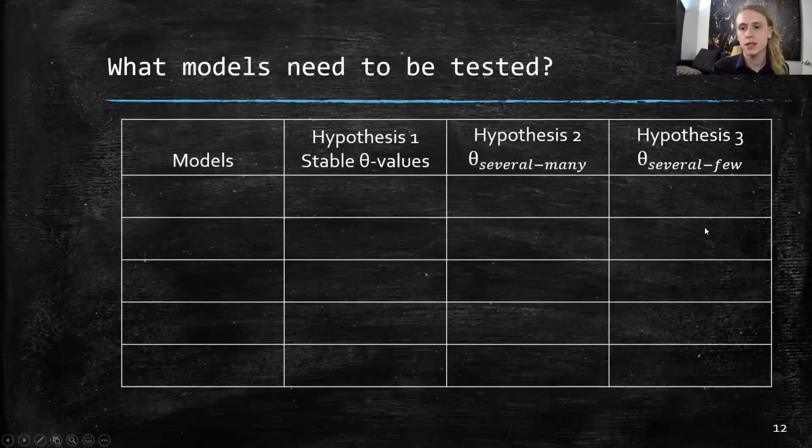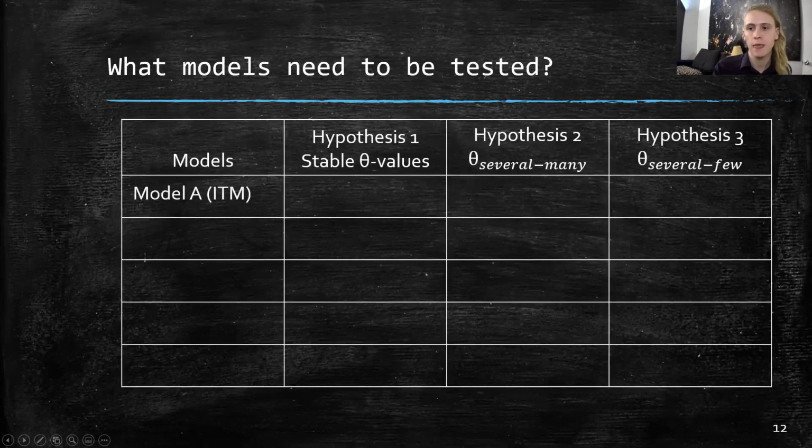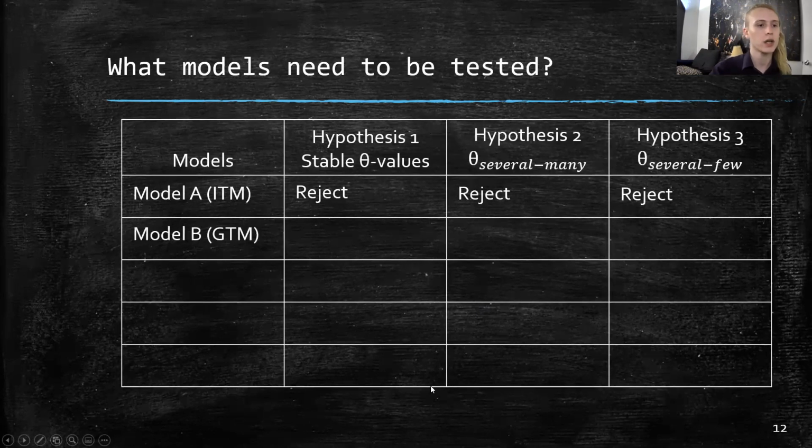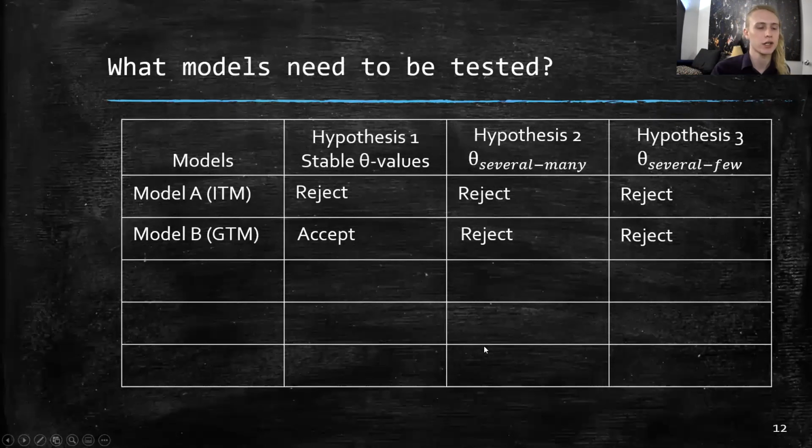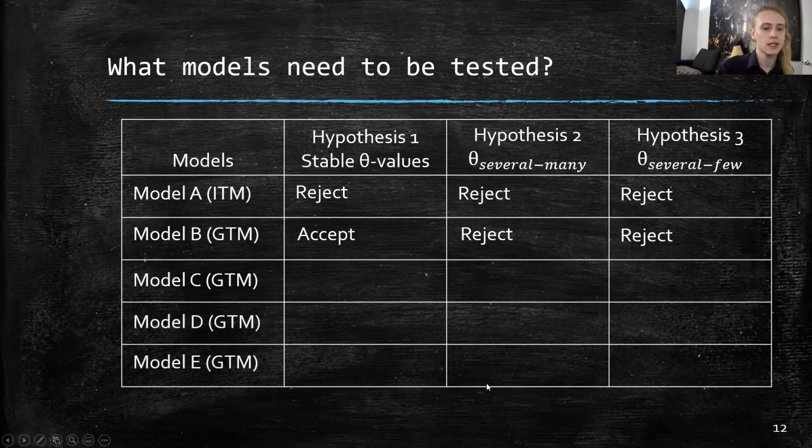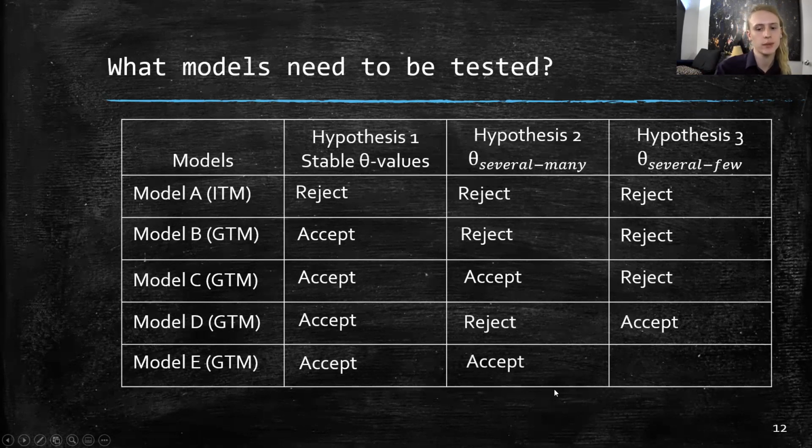All right, so we have three hypotheses. What models do we need to create to test them? The first model is going to be the individualized model from Schöller and Franke. We're rejecting the stable threshold hypothesis and subsequently hypotheses 2 and 3, which rest on 1. For model B, we're going to adopt the generalized threshold model, which accepts the stable threshold hypothesis, but does not accept either of our additional hypotheses about complementary distribution. Finally, we have models C, D, and E, which all accept hypothesis 1 and represent the different possibilities for accepting or rejecting hypotheses 2 and 3.